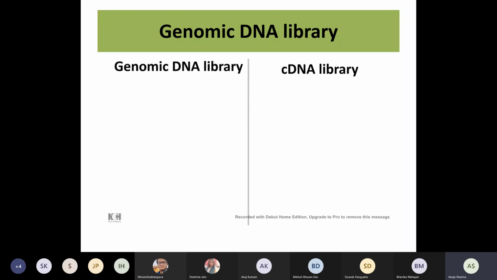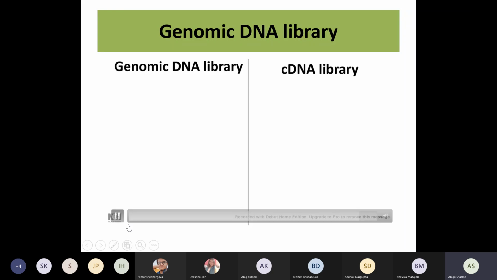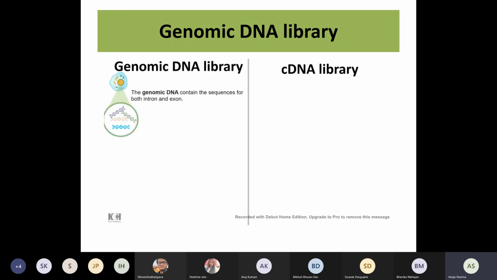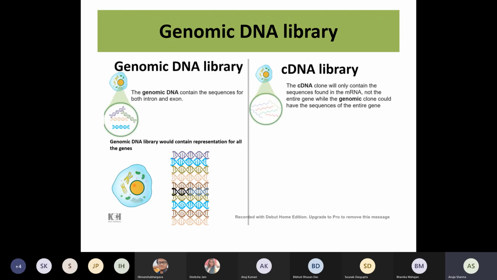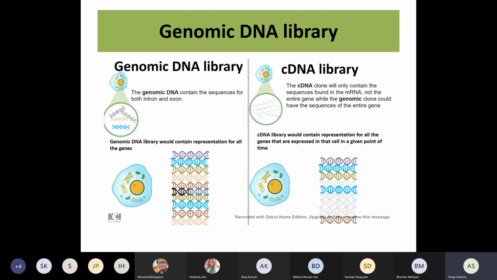Now there are other types of libraries like cDNA libraries, which I had a different video on. But cDNA libraries are different. A genomic DNA library would contain all the sequences, including introns, exons, non-coding, repetitive sequences, everything. But cDNA libraries would only have the sequence of exons which are expressed. Now, a cDNA library would only have the sequences of those genes which are expressed at that point of time. But a genomic DNA library would have the sequence information for all the genes which are present in that organism at any given point of time.